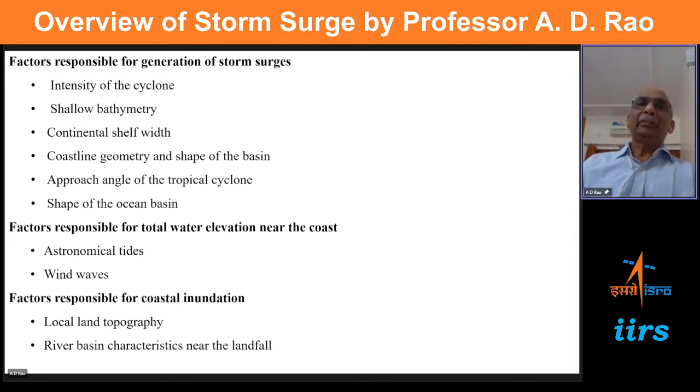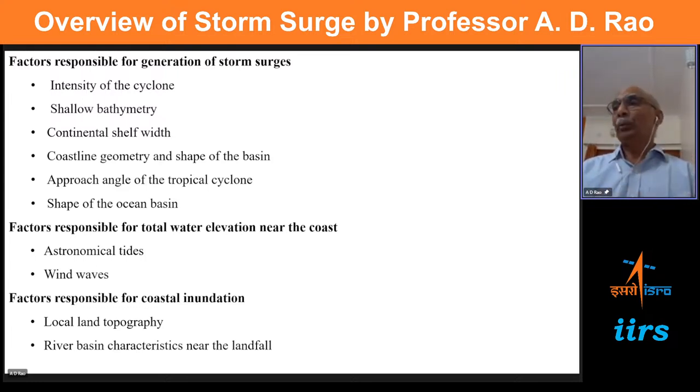Another one is the shape of the ocean basin. What is the shape of, for example, the Bay of Bengal? It's a typical funneling shape of the basin. Why I'm saying this is that as you go from south to north in the Bay of Bengal, the width of the Bay of Bengal decreases. This is called the funneling shape of the basin. So this is very important.